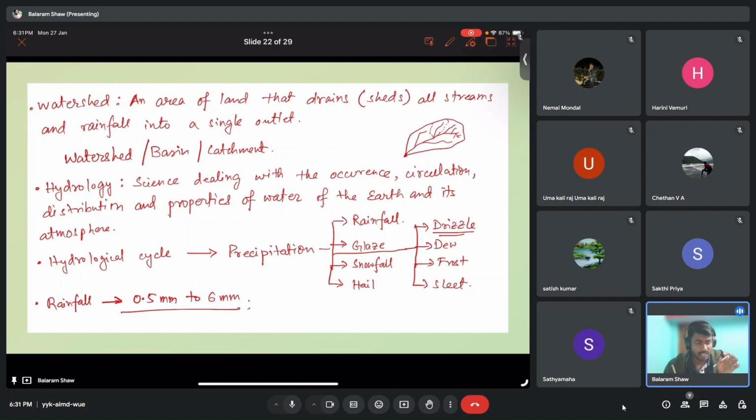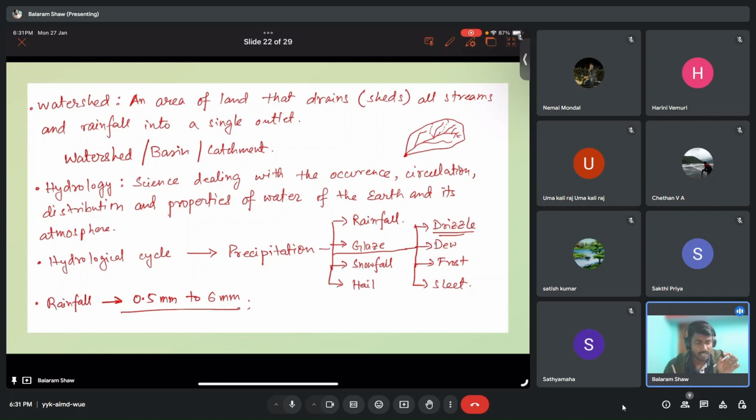So how does rainfall occur? The basic concept is that water moves away from the land and reaches the atmosphere to form clouds, where condensation happens. What is condensation? The phase change from the gas phase to the liquid phase, which forms cloud droplets at temperatures above the freezing point, and that comes as rainfall. This rainfall can be classified into light rainfall, moderate rainfall, and heavy rainfall.